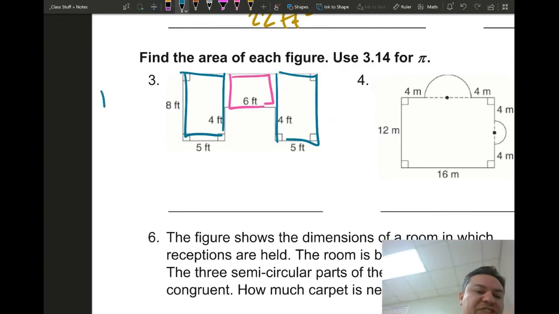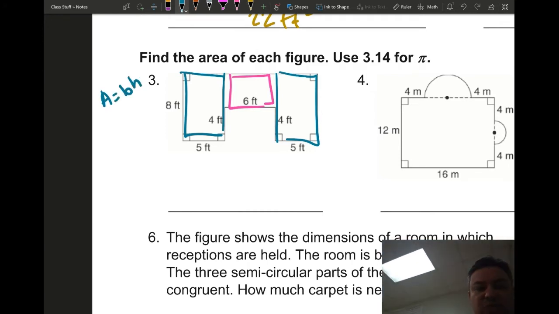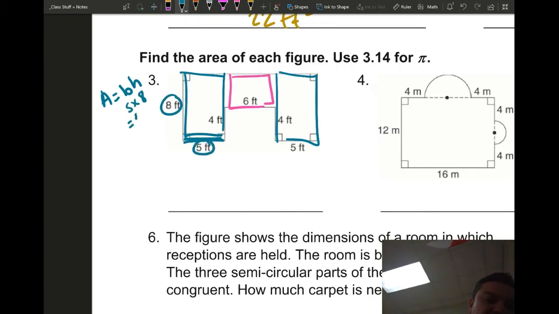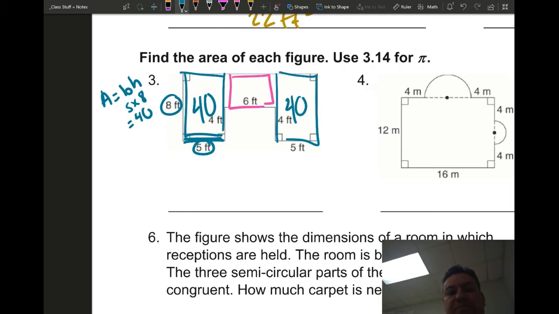So now, the formula for rectangles is base times height. And in this one, I can see that my base is 5 and the height is 8. So it's 5 times 8, which is 40. So this is 40. This one is exactly the same, so it's also 40. So far, so good? You following?